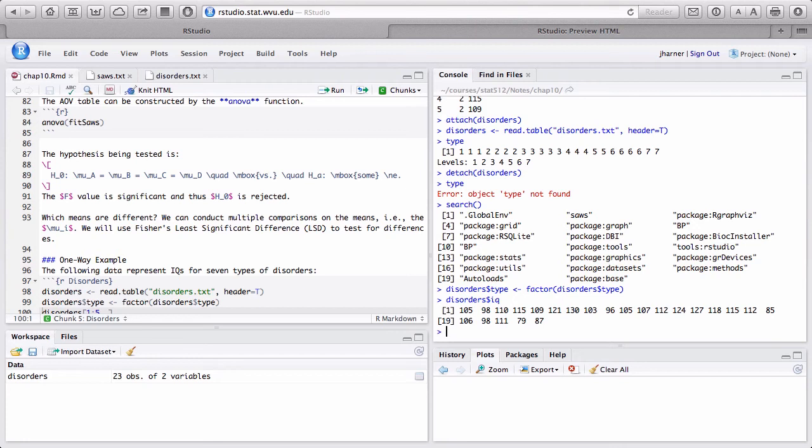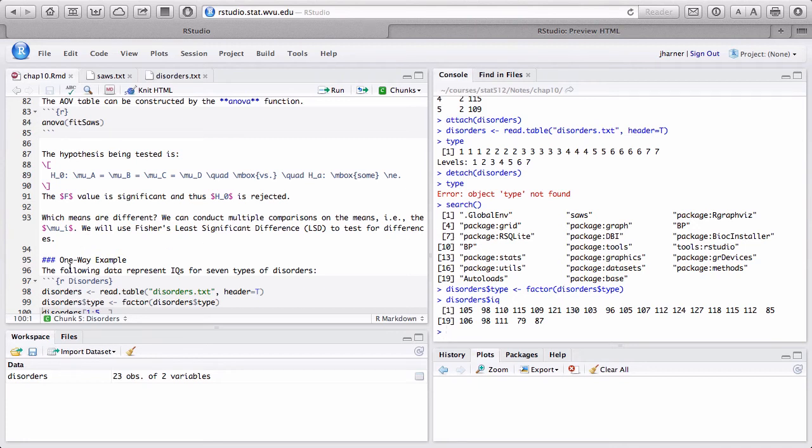So it extracts the IQs by using the dollar sign. But that's kind of a nuisance to have to print out the data frame name, dollar sign, and the variable name. That means you have to do a lot of typing. Every time you use a variable, you have to precede it with disorders. So what happens is I can attach and put in the search place the data frame called disorders.